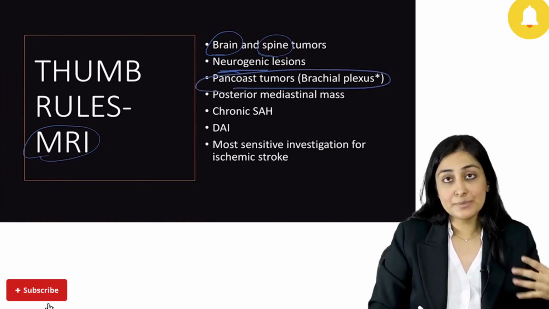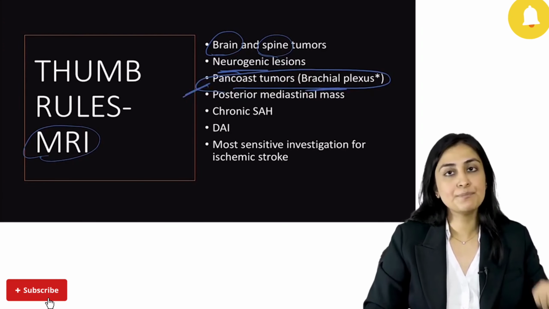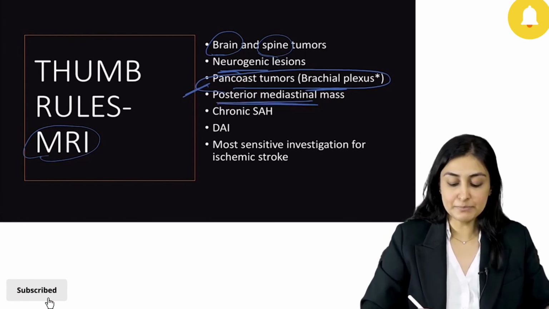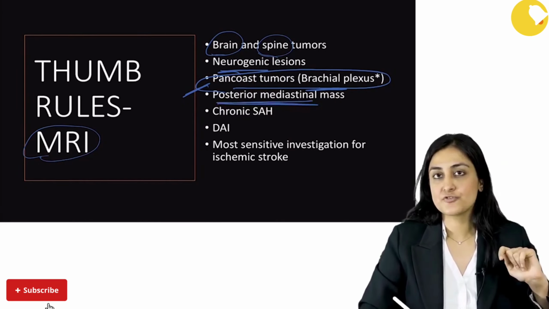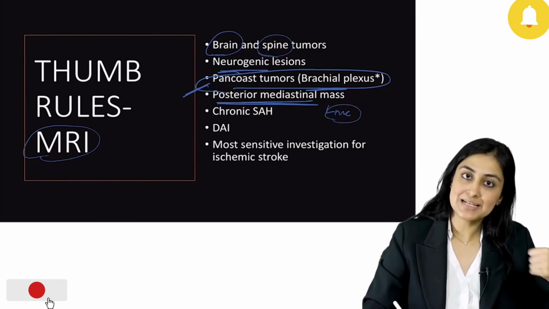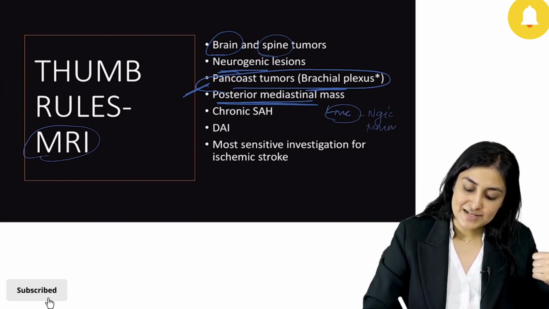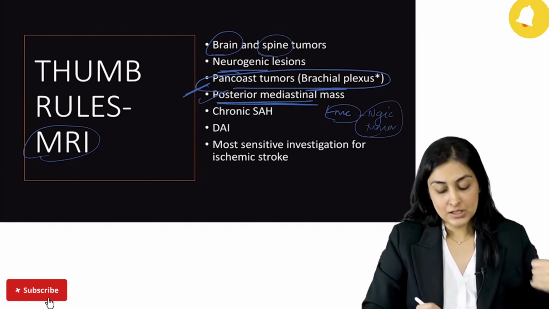Pancoast tumors involve the brachial plexus, right? So if I want to see the nerves again, brachial plexus, MRI. If I want to see a posterior mediastinal mass, remember for all the other mediastinal masses, CT is the investigation of choice. But the most common posterior mediastinal mass is actually a neurogenic tumor. And that is why, because again, it is a nerve, the answer will be MRI.